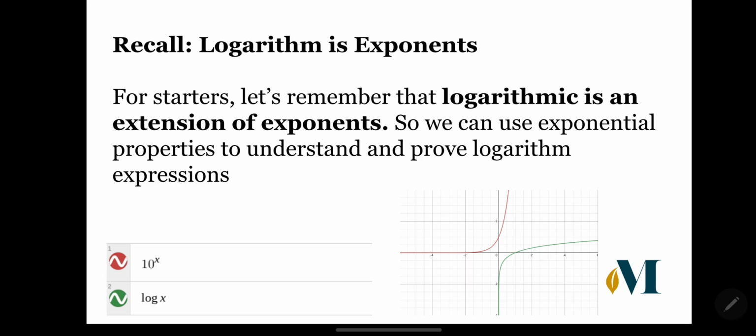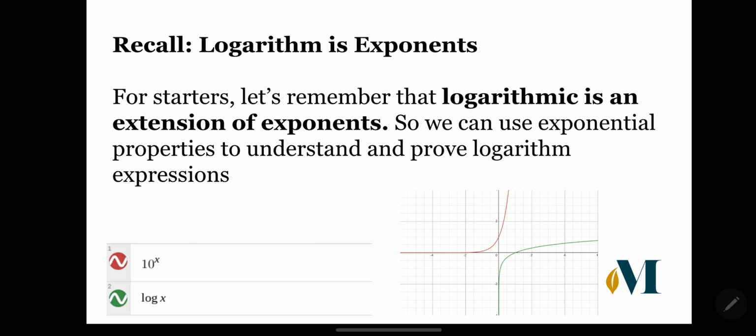Alright, let's recall. Logarithms are exponents. It legit is. If you look at this graph down here, 10 to the power of x in red, and then we have log base 10 of x. They look so similar. That's because they are inverses of one another. Where you have the xy coordinate for one, you have the yx for another. It's legit the same, just the inverse. All right, let's get back into it.